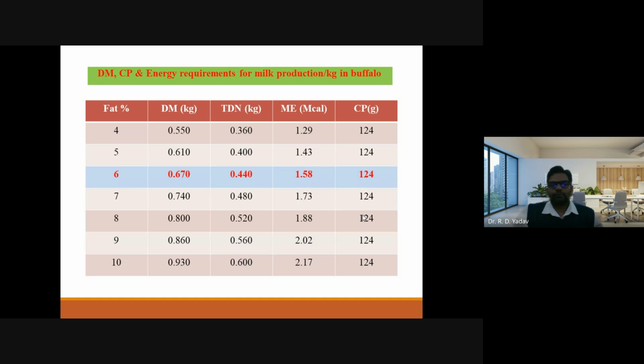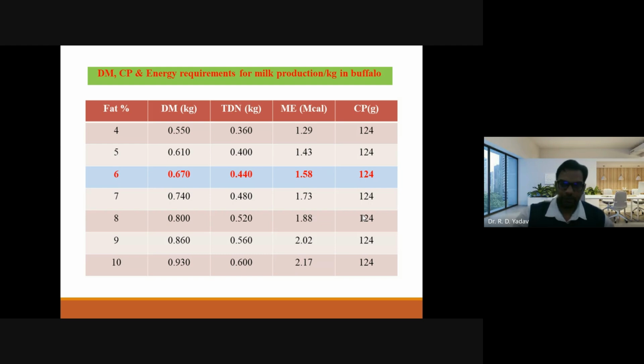Likewise, some buffaloes have very high fat percentage, even 16% fat are also there. So we have included up to 10% fat. For example, a buffalo producing milk having 10% fat, their DM requirement will be 930 grams for each kg of milk, and the TDN value will be 600 grams, ME value will be 2.17 megacalorie, and the CP will be 124 grams.